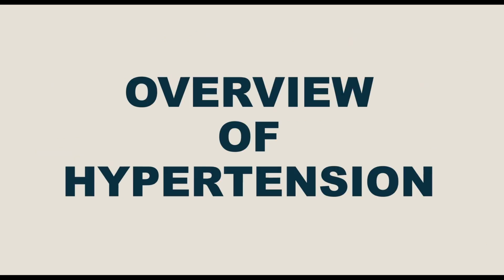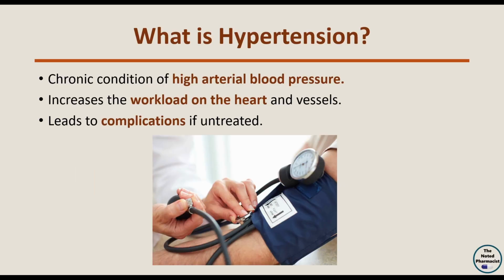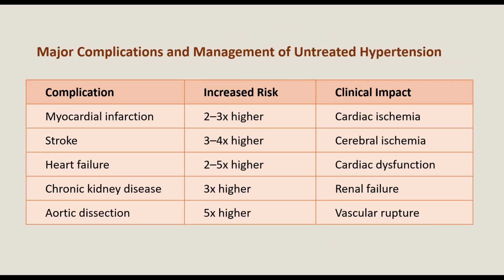With these objectives in mind, let's transition to an overview of hypertension. Hypertension, commonly referred to as high blood pressure, is a chronic medical condition characterized by persistently elevated arterial blood pressure, which increases the workload on the heart and blood vessels. Left untreated, hypertension is a significant risk factor for cardiovascular events such as myocardial infarction, stroke, and heart failure, as well as renal damage and other systemic complications.